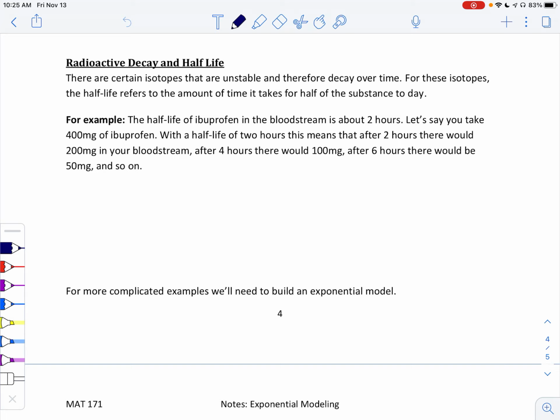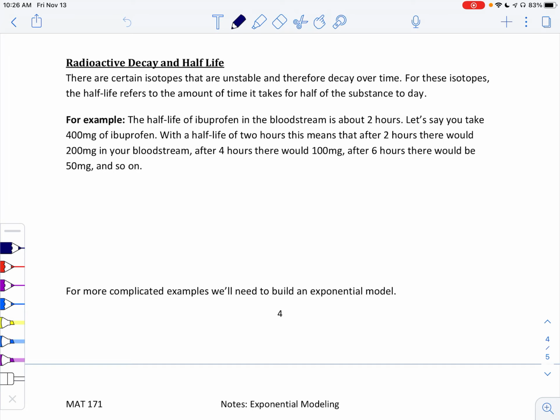So if you take a Tylenol or an ibuprofen, it's going to decay over time in your bloodstream as well. So we're going to look at this idea of half-life that comes along with it. To illustrate what I mean by half-life, let's take a look at an example. This is telling us that the half-life of ibuprofen in your bloodstream is about 2 hours, and you take a 400 milligram pill of ibuprofen.